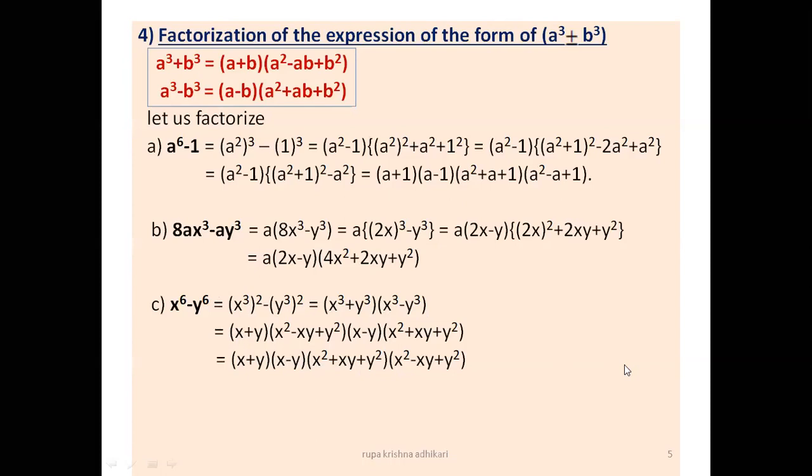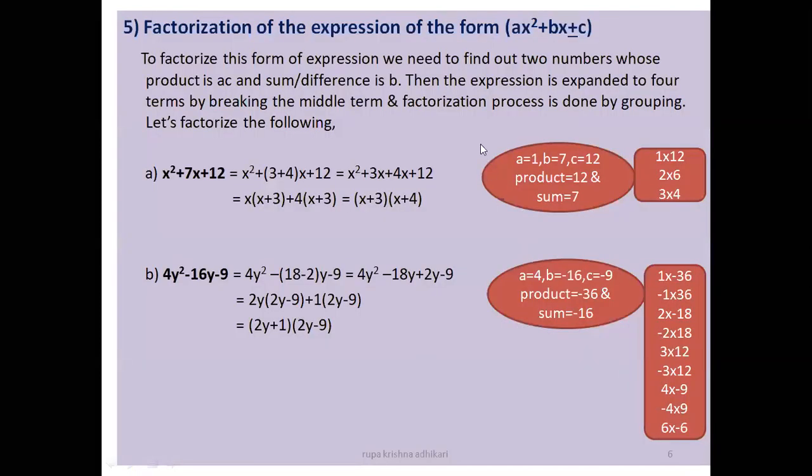another type of expression of the form ax square plus or minus bx plus or minus c. The last term can be positive c or negative c. Now to factorize this form of expression, we need to find two numbers whose product is a into c, that is the coefficient of x square into the constant term, and whose sum or difference should be b, that is the coefficient of x.